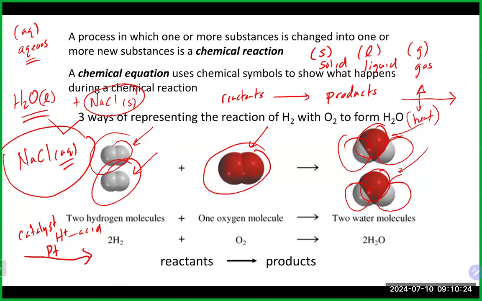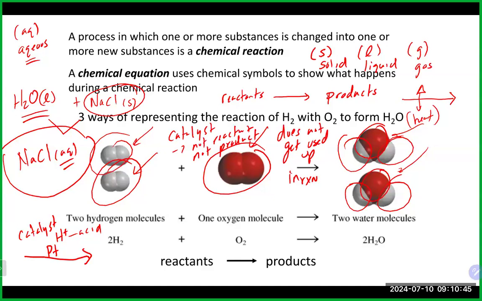So a catalyst, by the way, is not a reactant. It is not a product, and it actually does not get used up in the reaction. A catalyst is really there to, in most cases, facilitate that reaction happening a lot faster. So it usually will speed up a reaction.